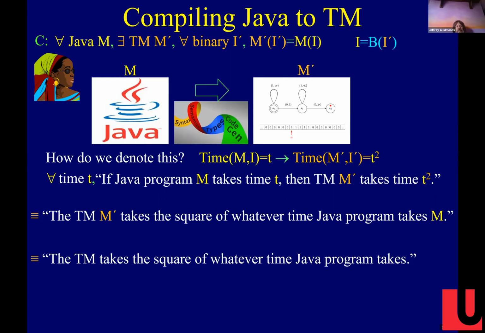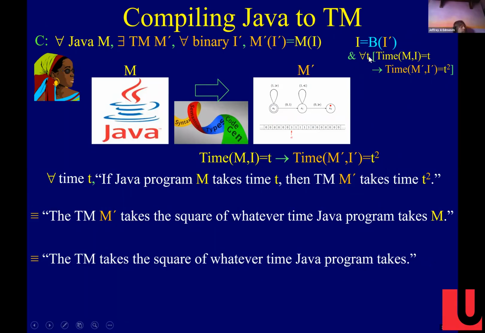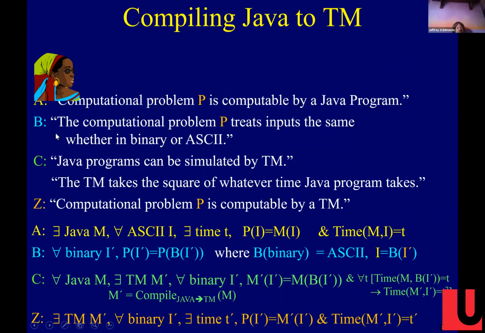So what we say is, this is true for any T. You give me some T, and we already have the Java program, the machine, and the input. If the Java program takes T time, then the Turing machine takes T squared time, right? And that's actually true. Going from a Java program to a Turing machine, there's a blow up of squaring the time.